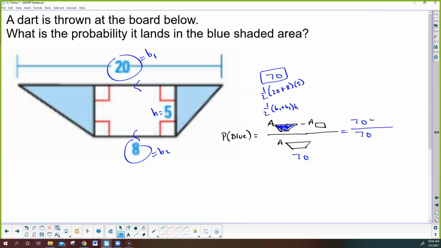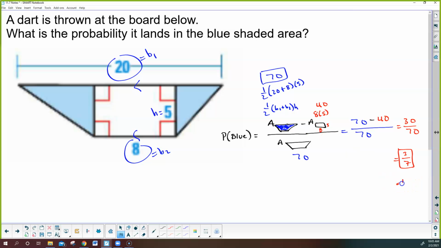Then all I have to do is subtract the area of this square, or excuse me, rectangle. The rectangle is a 5 by 8, so 8 times 5 is 40. That leaves me with 30 over 70. A quick way to reduce this: they're both divisible by 10. So I know that the answer is 3/7. That's my fraction.